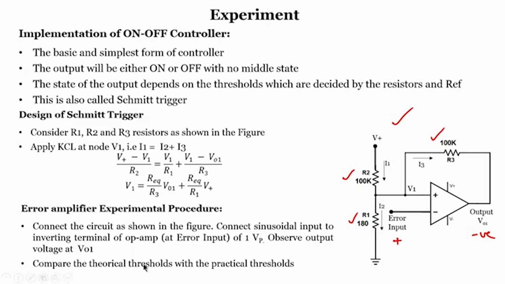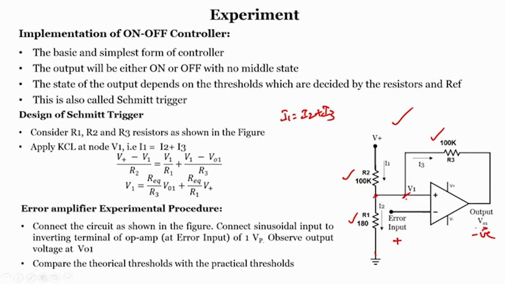In order to understand how exactly it works, just simply apply KCL. When you apply KCL, I1 is equal to I2 plus I3, and say this is V1. What is I1? We can say I1 is V plus minus V1 by R2, I2 is nothing but V1 by R1, and I3 is nothing but V1 minus V0.